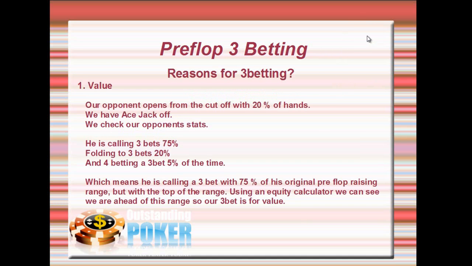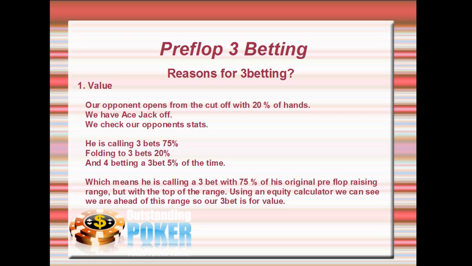When we're 3-betting for value, I'm going to give you an instance so that you understand exactly what it means, even though it is kind of obvious. Our opponent opens from the cutoff and we'll use our Hold'em Manager stats and see that his standard thing to do from the cutoff is open about 20% of his hands. And we have ace, jack, offsuit, and we are on the button.